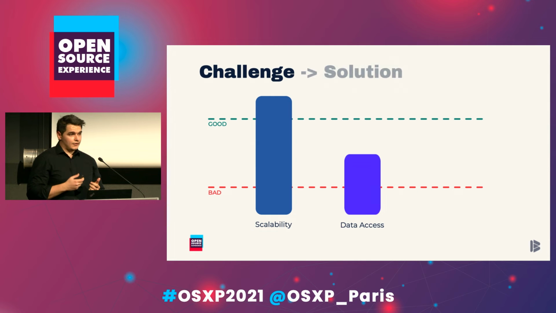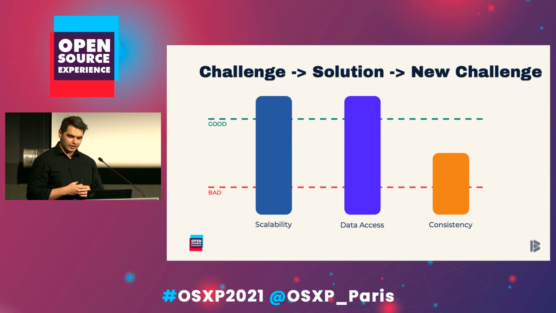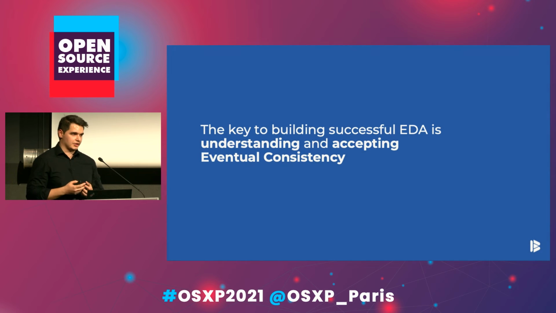So with event-driven architectures, we've actually solved the data access issue. But as I said earlier, in software engineering, we have trade-offs. We don't have really good or bad. The trade-off for event-driven architectures is consistency. We no longer have that strong consistency that synchronous APIs, especially REST, gives us, but now we have something called eventual consistency.